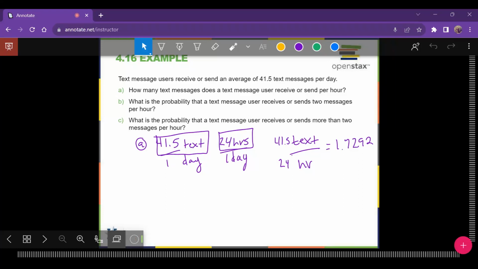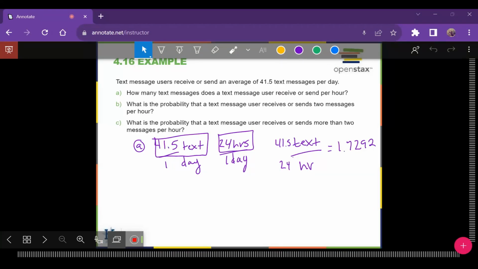So we're going to pick up exactly where the last video left off, on example 4.16. Let's write out what B and C are asking for. For B, it says, what's the probability the text message user receives or sends two messages? So for B, we want the probability that x is equal to 2. And for C, it's asking what is the probability that text message users receive or send more than 2 messages per hour. So this is the probability that x is greater than 2. These are the two probabilities we're working with.